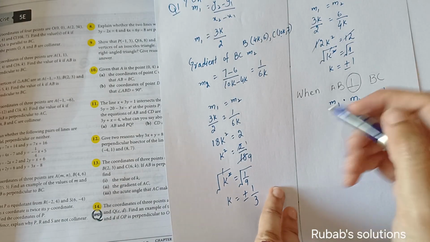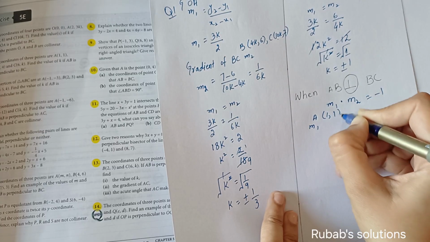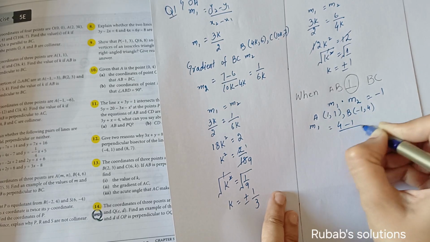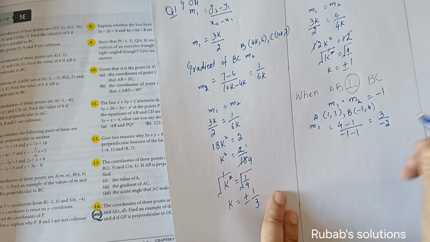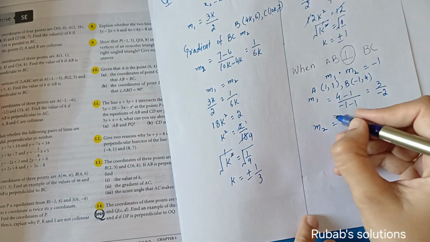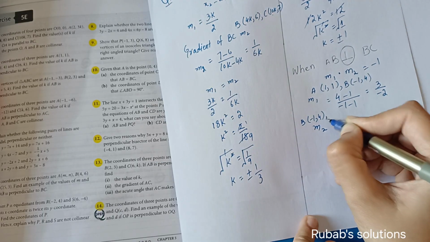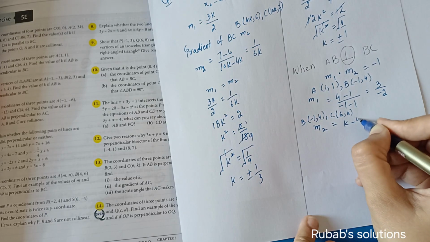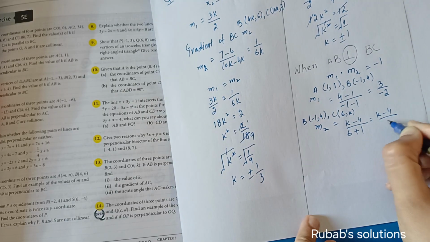First of all, find the gradient of AB, that is M1. A is 1 and 1, B is minus 1 and 4. So 4 minus 1 divided by minus 1 minus 1. So it will become 4 minus 1 is 3 divided by minus 2. This is M1. M2 will be equal to the gradient of BC. B is minus 1 and 4 and C is 6 and K. So K minus 4 divided by 6 minus minus, which becomes plus 1. K minus 4 divided by 7.